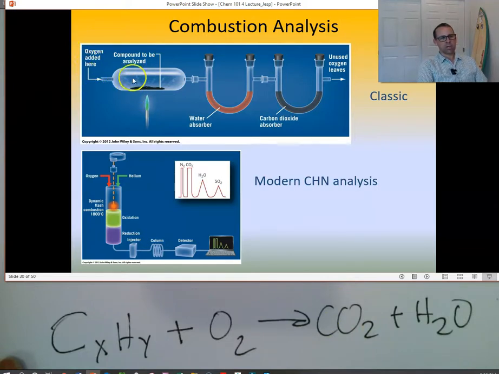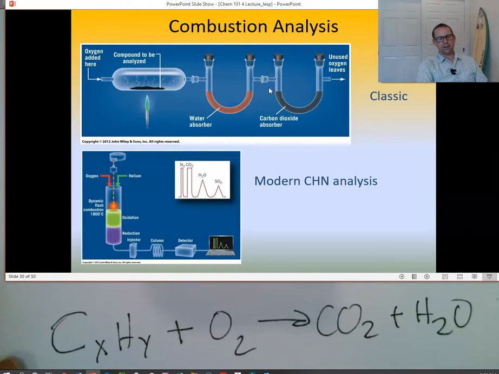And if you have oxygen continually flowing through this system, the produced carbon dioxide and water will be funneled down this plumbing, and it will try to escape. But before it escapes, all of the water will be absorbed by an absorptive material here. And all of the carbon dioxide will also be absorbed by a different material.